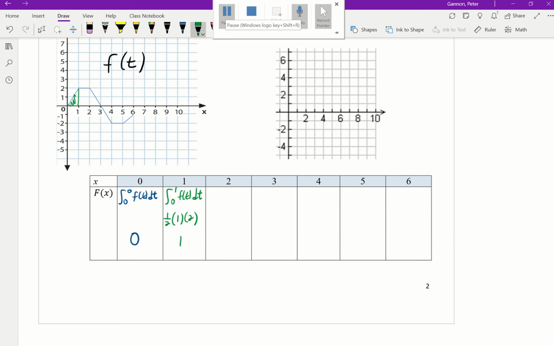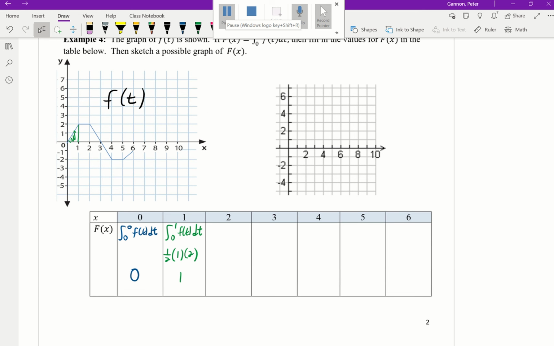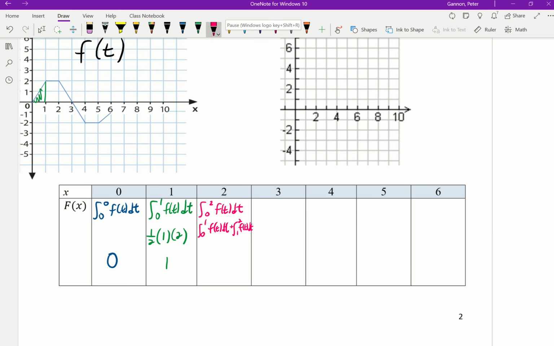All right, now the next value that we're going to take a look at: we want to find the antiderivative of f of 2, which is the integral from 0 to 2 of f of t dt. Now that's one way to think about it. Another way to think about it is the integral from 0 to 1 of f of t dt plus the integral from 1 to 2 of f of t dt. The reason why writing it like that is helpful is because we already know what the value is from 0 to 1. So that's 1.